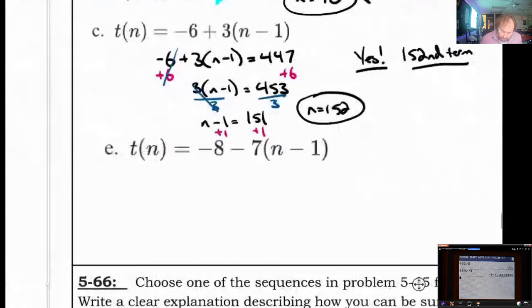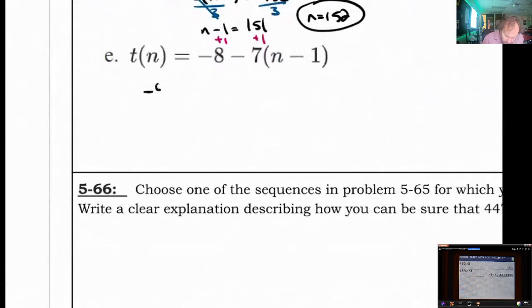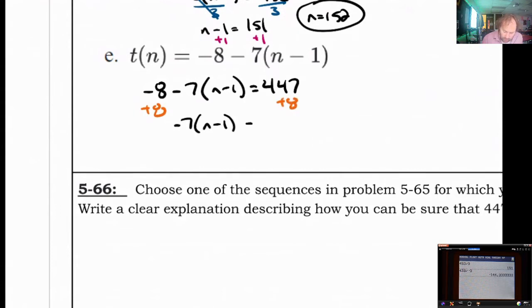And question E, negative 8 minus 7 times n minus 1. Does that equal 447? That's the question. There will be an answer for this, but the real challenge here is, is it a whole number or not? 447 plus 8 is going to be 455. I don't know if 455 divides evenly by 7. Let's find out. I guess it's negative 7 technically.